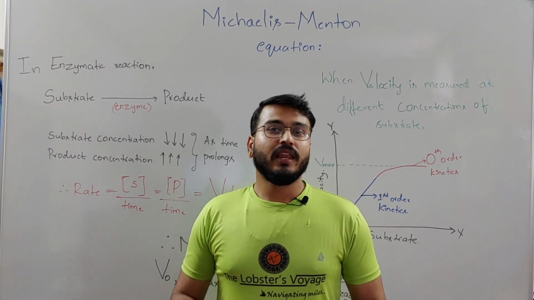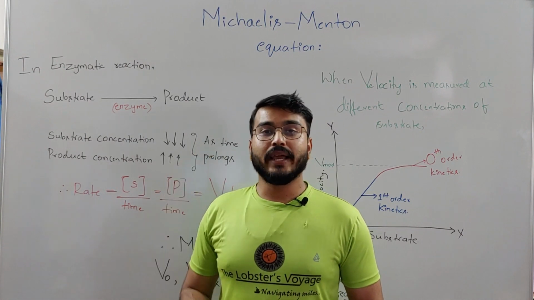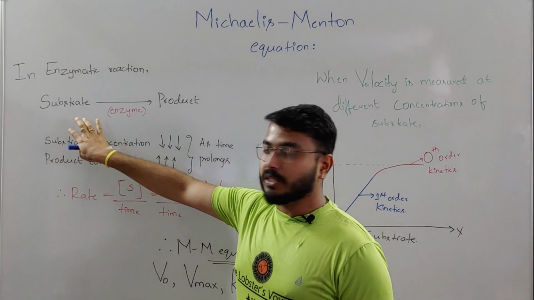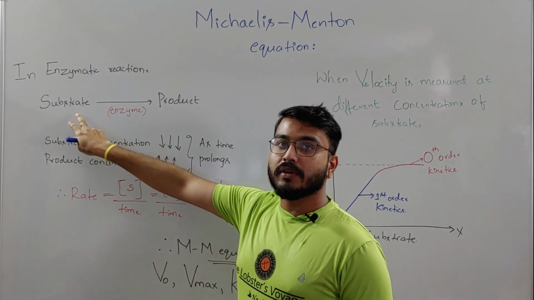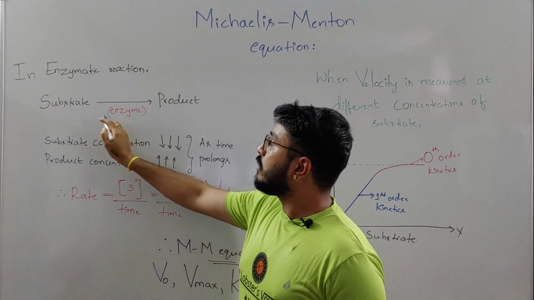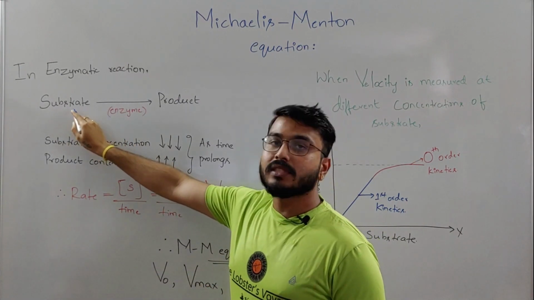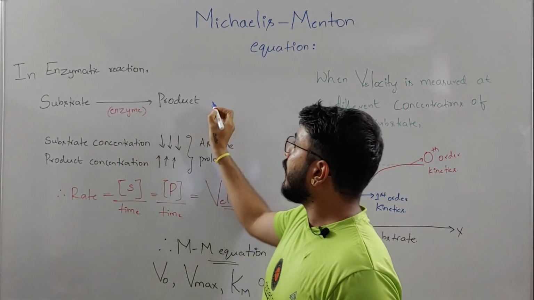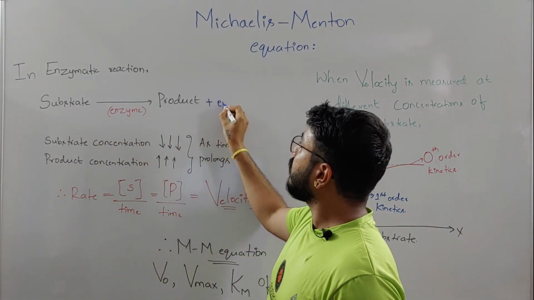In today's session, let us look at the derivation part of Michaelis-Menten equation. Basically, in any chemical reaction, the work of the enzyme is to convert the substrate molecule into the product molecule. Therefore, the enzyme directly involves with substrate molecule, it breaks the substrate molecule into the respective product, and at the end we get back the enzyme.